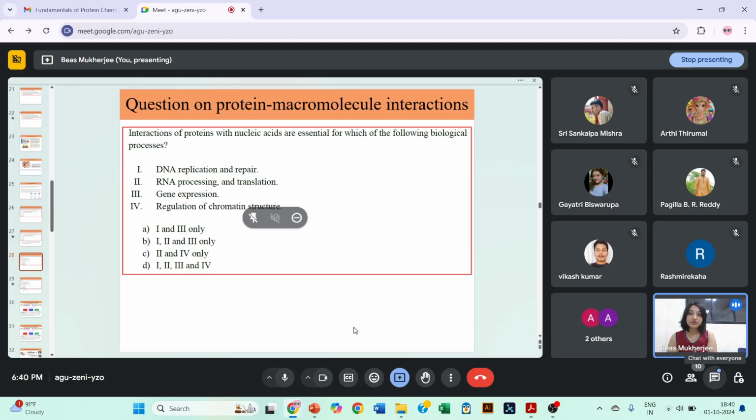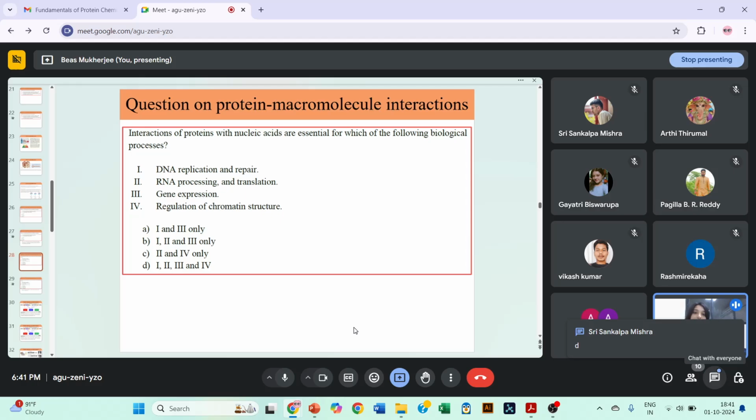So interaction of proteins with nucleic acid. So with this we come to the end of questions on protein and carbohydrate interactions. You can read about more of these because there is a lot to read about this. For our questions, only this much was sufficient. So I have included this in the PPT. Now we move on to protein nucleic acid interactions.